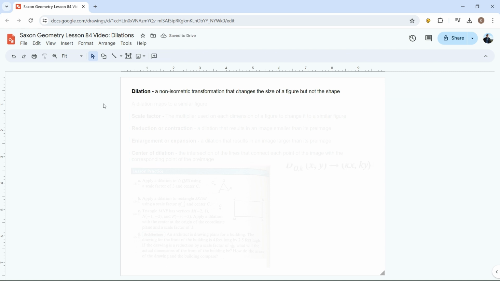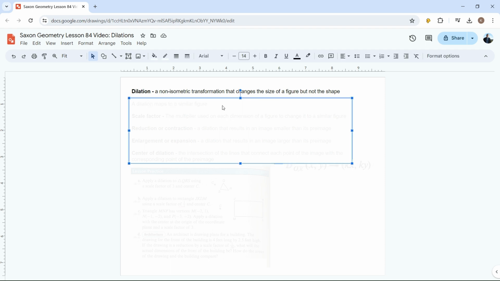Remember, isometric means that the transformation didn't change the size or the shape, it just changed the orientation or the position. A dilation actually does change the size of the figure while maintaining the same shape. A dilation maps to a similar figure. So when we complete a dilation, the original image or pre-image and the image should be similar figures to one another.